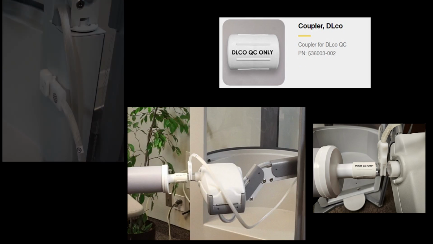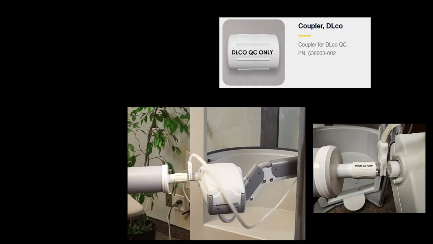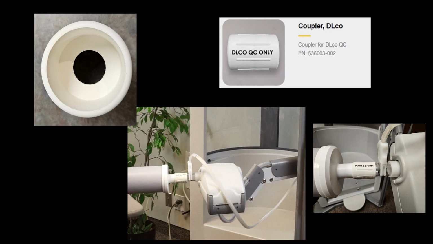The white DLCO QC coupler should be used for DLCO QC testing. The coupler has a smaller internal diameter which allows better mixing of the gas inside the syringe. The coupler is placed between the pre-vent flow sensor and the syringe. Connect the flow sensor to the head of the system.